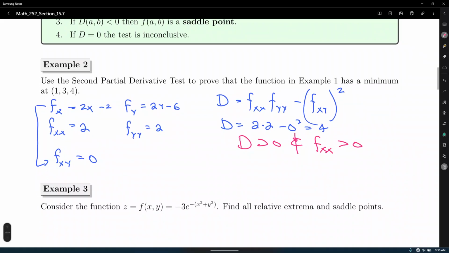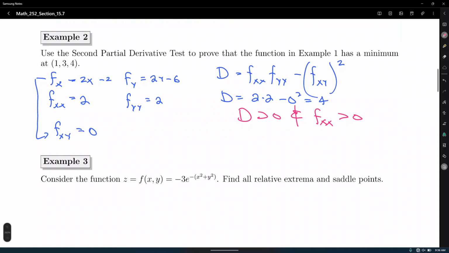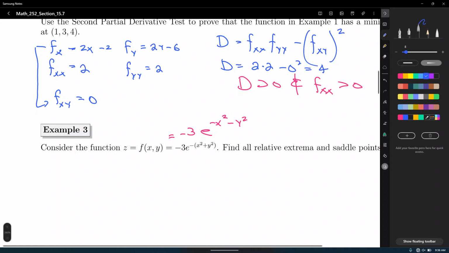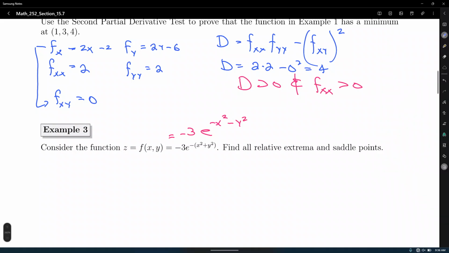Okay, so let's consider the function z equals f of x, y equals negative 3 e to the negative x squared plus y squared. Well, actually, they're going to be both negative, right? So we can distribute the sign if you want. So negative 3 e to the negative x squared minus y squared. All right. Okay. So number one, let's find the partial derivatives.